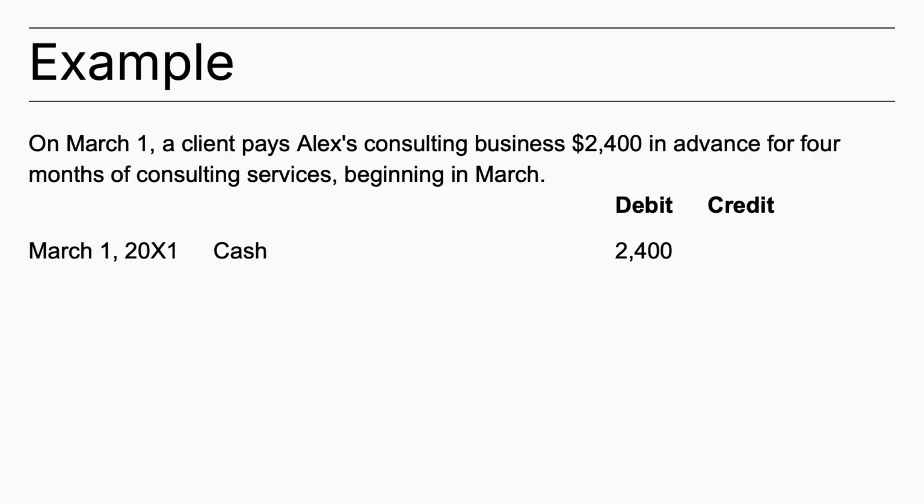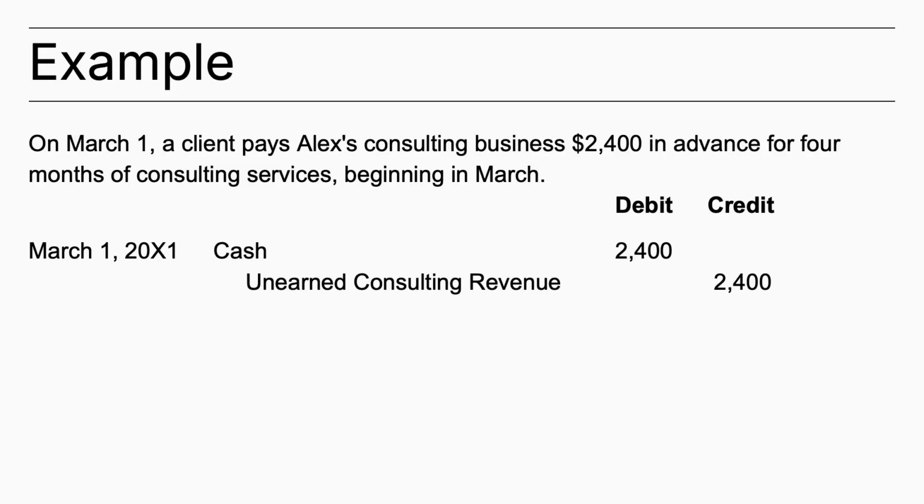Here's how we record the transaction. We debit cash because the business has received $2,400. We credit unearned revenue because the business now has an obligation to provide consulting services in the future. Remember, unearned revenue is a liability, not revenue. That's because the business hasn't earned the revenue yet.